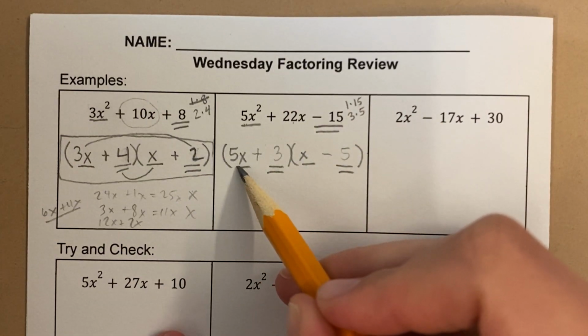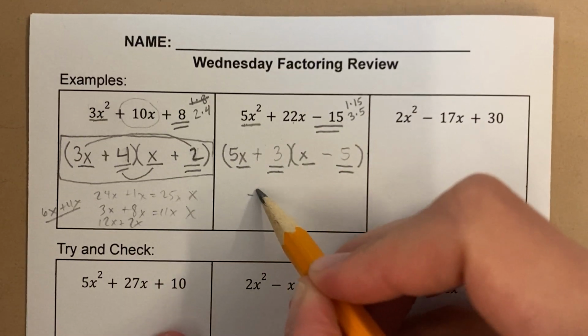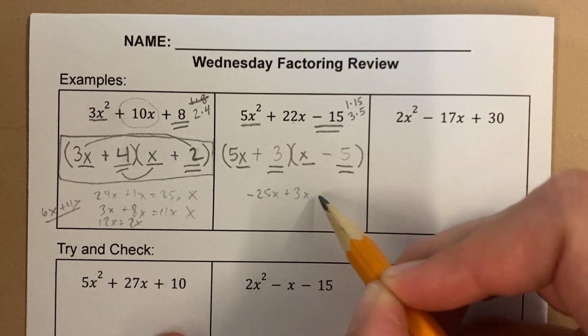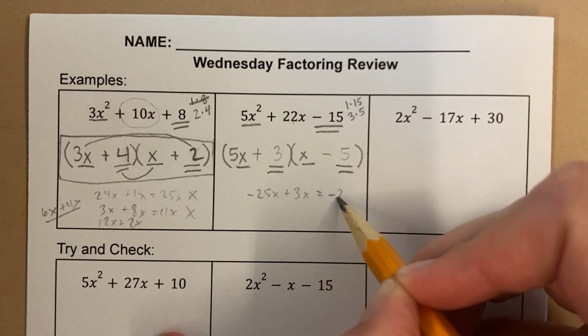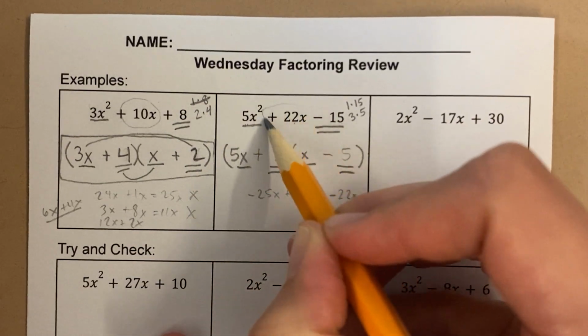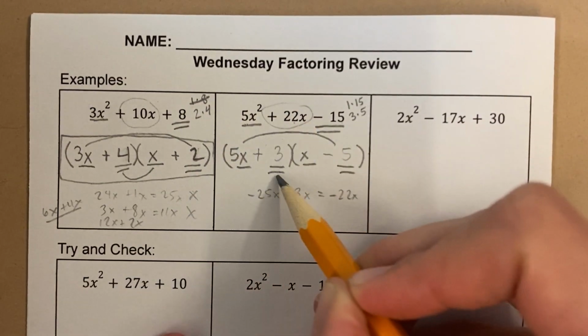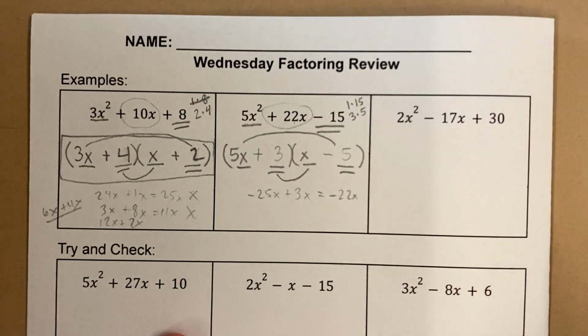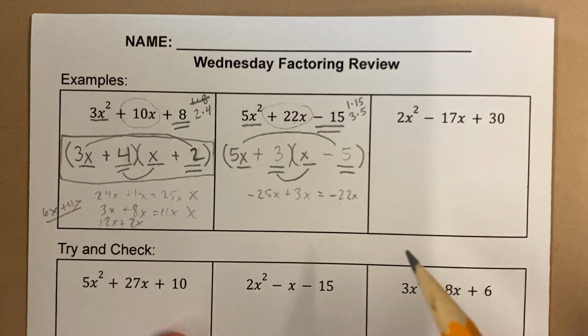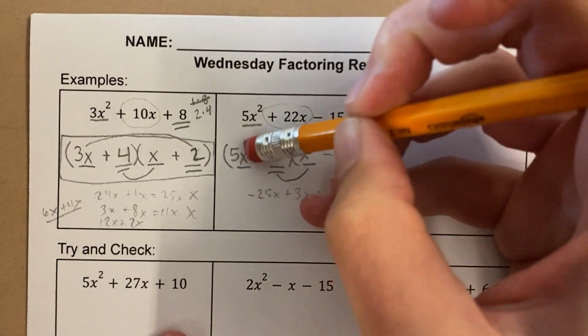So 5x times negative 5, that's negative 25x. Plus 3 times x, this comes out to negative 22x. I wanted it to be positive 22x. Remember, I'm trying for this. This times this, plus this times this needs to equal this. I got negative 22. What I'm thinking to myself is only the sign is wrong. So watch, if only the sign is wrong, then it's only the signs I need to fix.